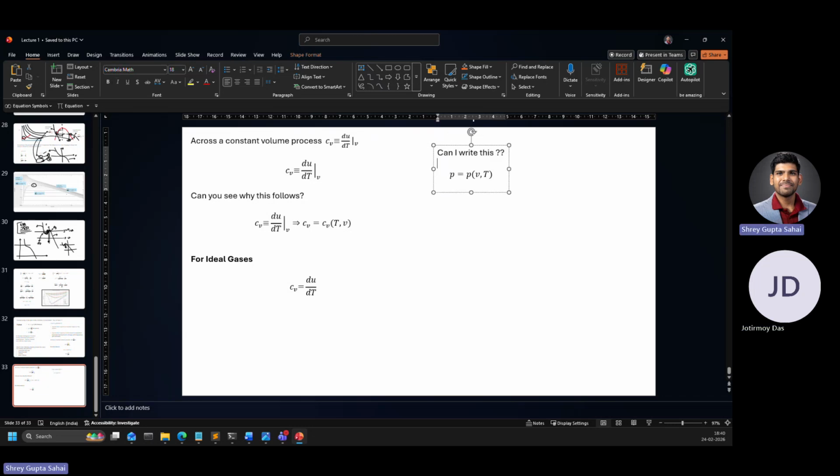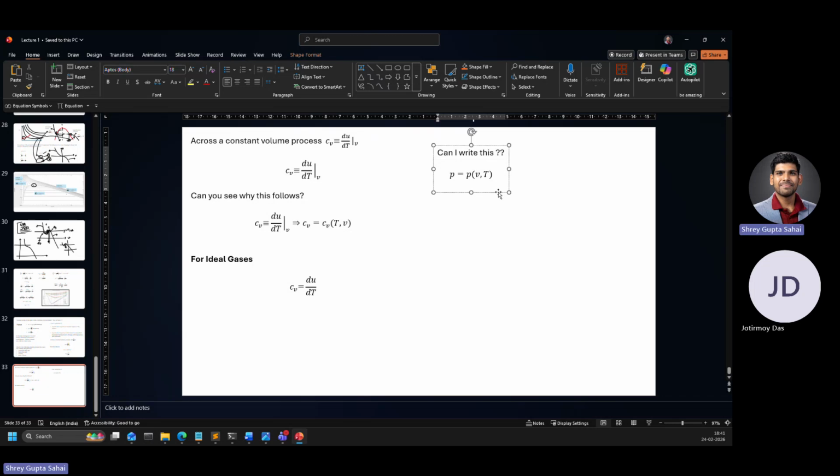Tell me, Jyotirmay. Maybe you're there, so we can discuss. That's why I want to discuss this with you. Can you tell me why would I write this? Or can we write this or not? Yes, we can write this, but it is mostly applicable for ideal gas. Or actually, in general also we can write.